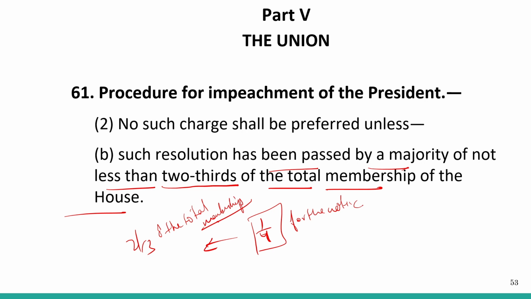First, the president will be sent a notice, 14 days notice, that this particular action is going to take place against you. And for that notice to be sent, it has to be signed by at least one-fourth of the total membership of the house. And then post that, the procedure will begin. The investigation will be done by the other house which has not preferred the impeachment, and if they pass it by two-thirds majority of the total membership, then the president will stand impeached.